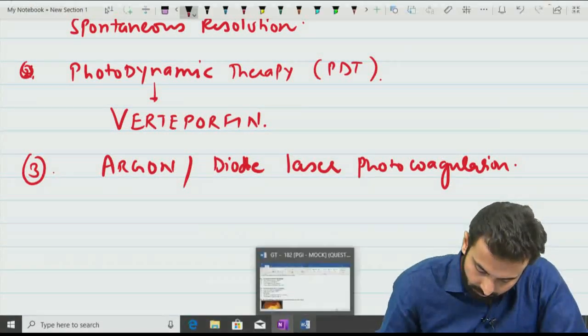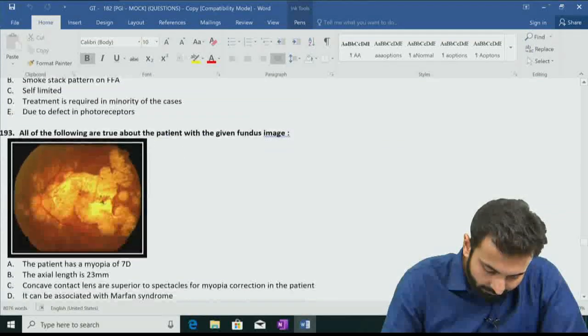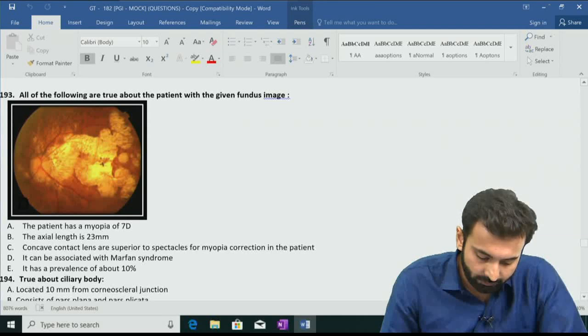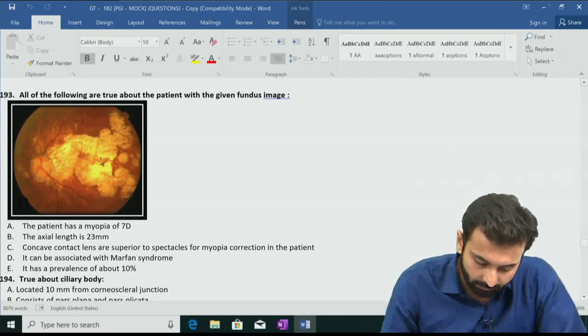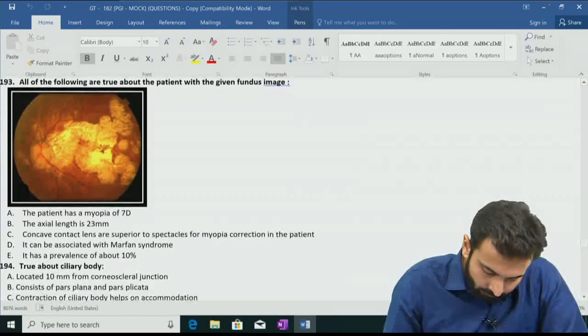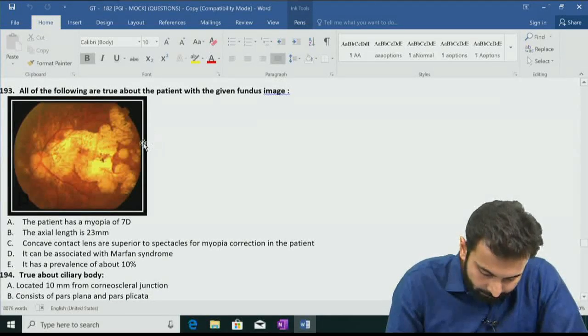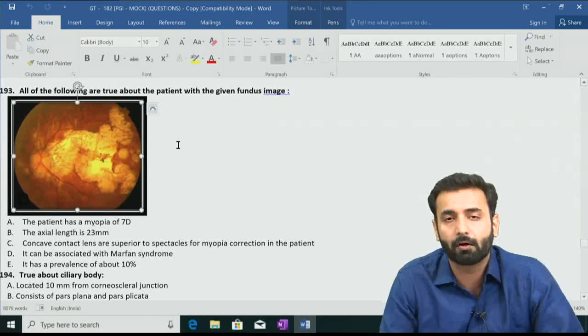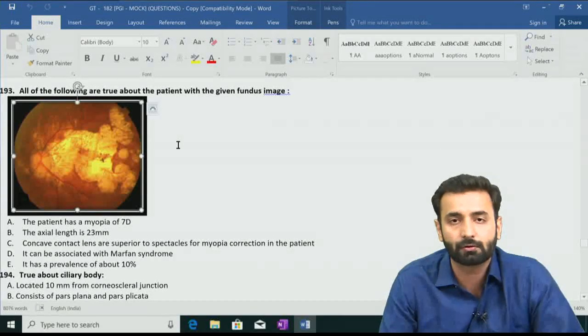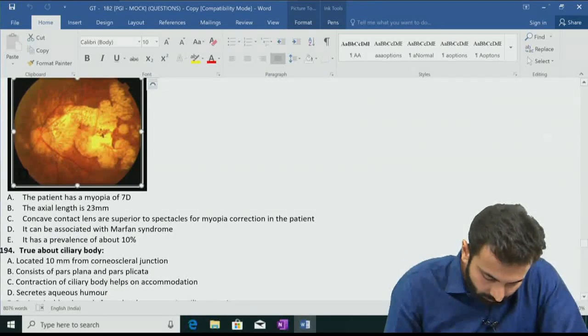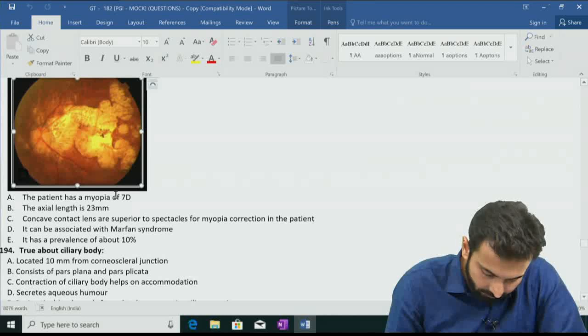Now coming to the next question. Question number 193. This is an image-based question. All of the following are true about the patient with the given fundus image. This is a fundus picture of a high myopic patient, or degenerative myopia, which is also called pathological myopia. Coming to the options, patient has a myopia of 7 diopters. Yes, this is correct.